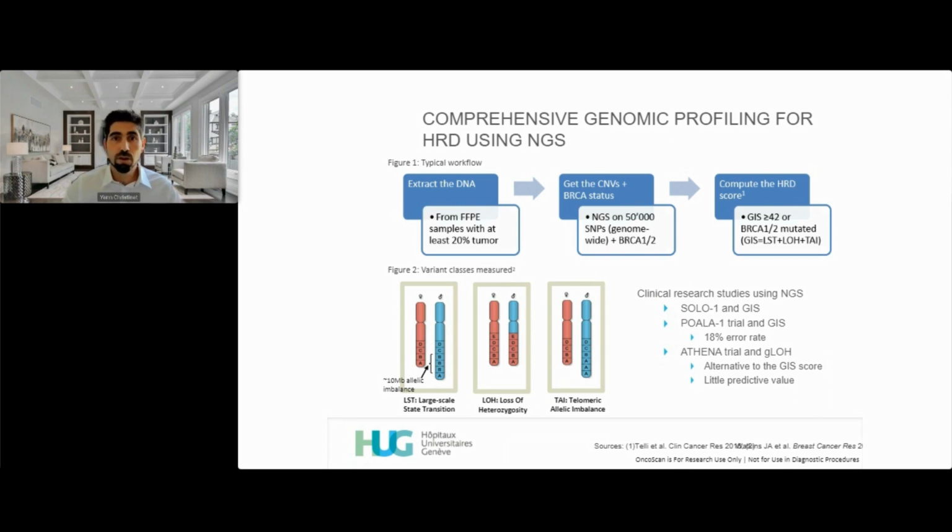And there's been numerous clinical trials using this GIS score, the SOLO1 and the PAOLA1. The ATHENA trial used an alternative to the GIS, the GLOH score, but it turned out that this score has little predictive value.